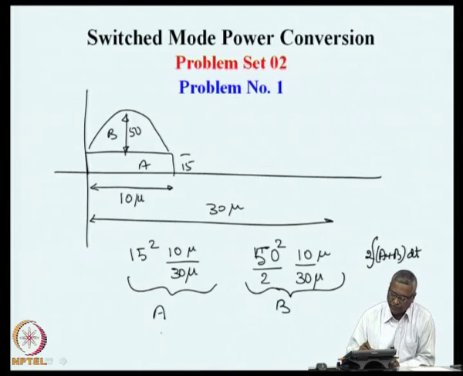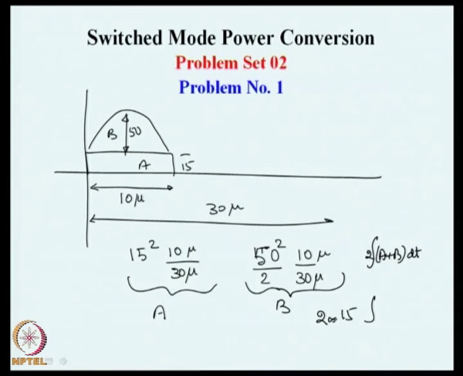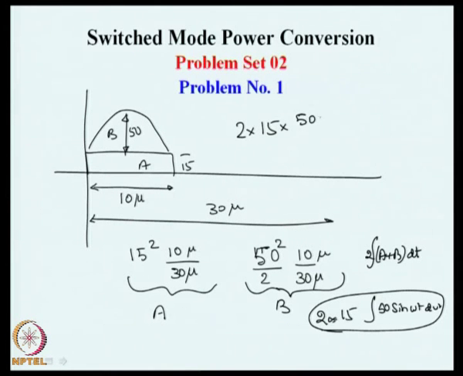So, that portion will give you A being constant, 2 times 15, and integral of the sine. So, this portion can be written as 2 into 15 into the average of sine, which is 50 into 2 by pi, on its own base multiplied by 10 microsecond divided by 30 microsecond to get the total value. So, this is the third part, which is the 2AB part.